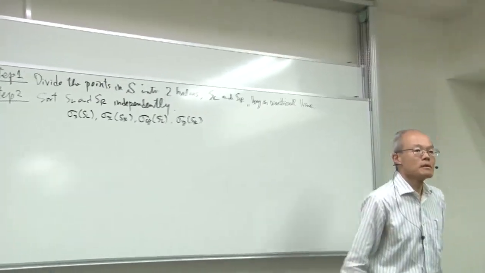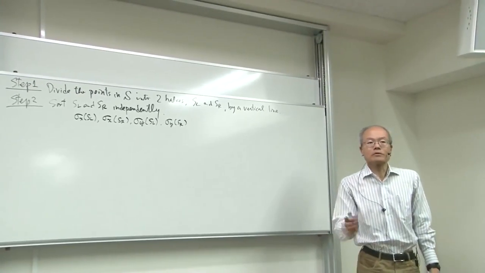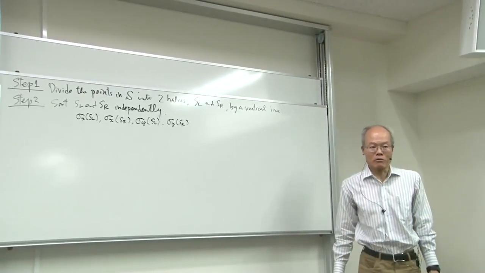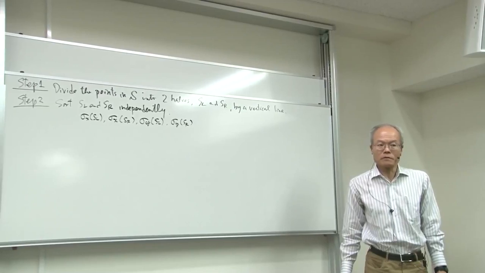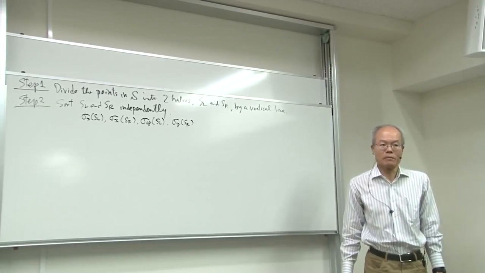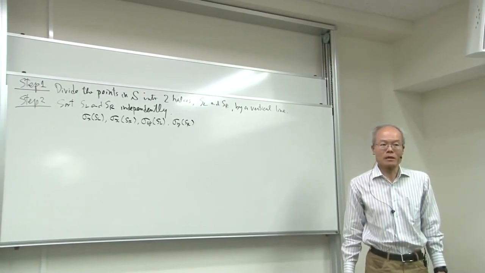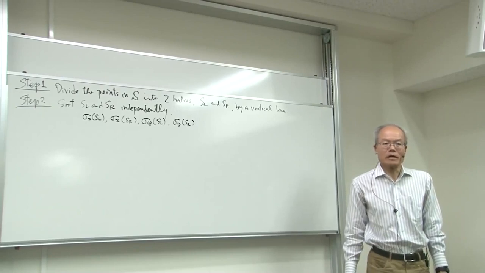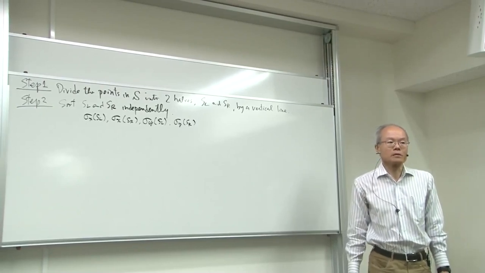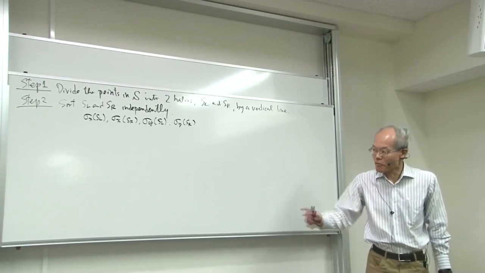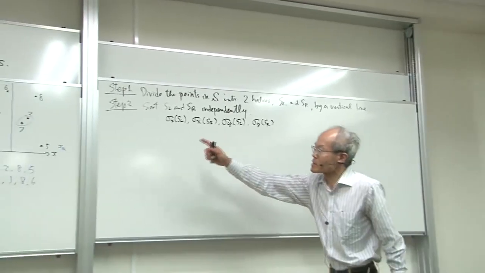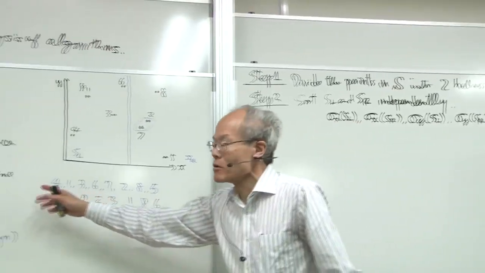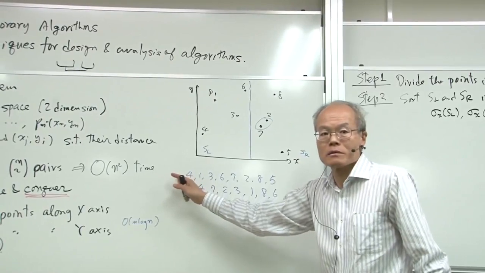Be careful. To do this, you should not use the standard sorting algorithms, because if you do that, then you need n log n time. But in this case, n log n is too much. We can do it just in linear time, because we already have Sx. We already have this sequence.